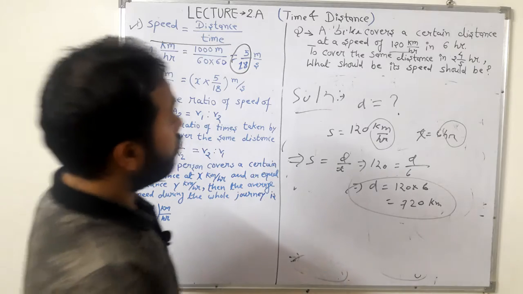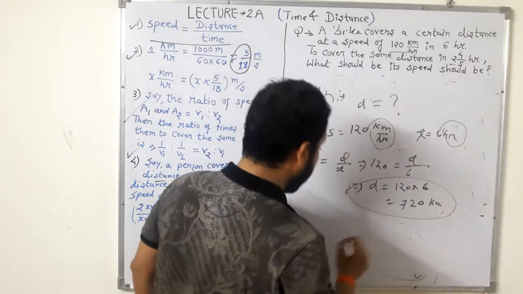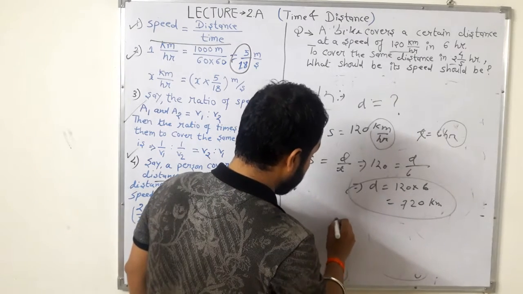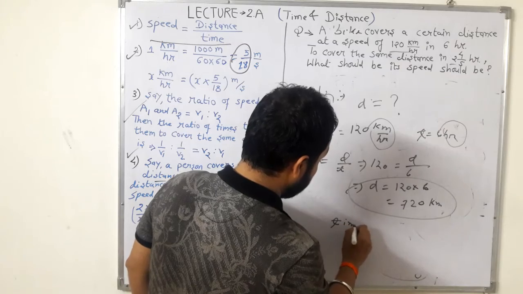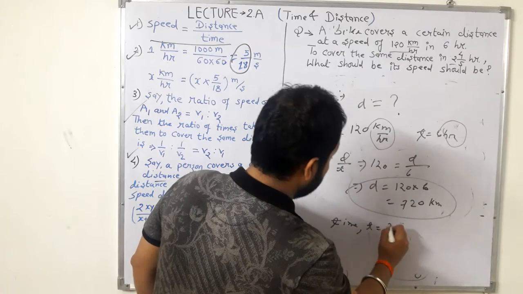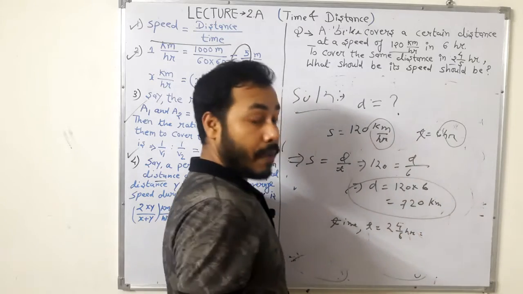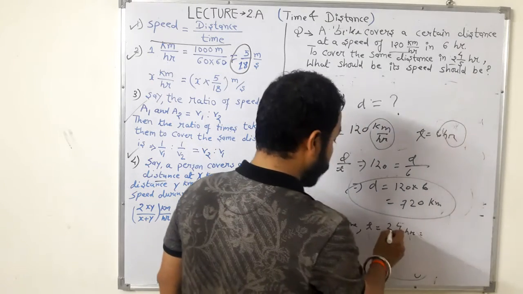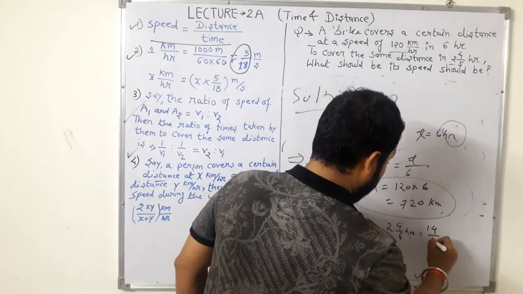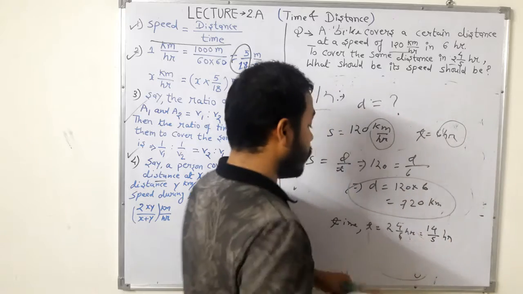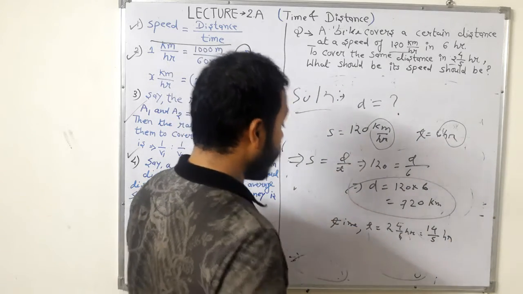Now next thing, to cover the same distance in 4/5 hours, means in the second part, time is given. T is how much? 4/5. So first let's simplify. 2 4/5 is how much? 2 into 5, 10 plus 4, that is 14/5 hours. But it is very simple. 2 into 5, 10 plus 4, that is 14 by 5 hour.